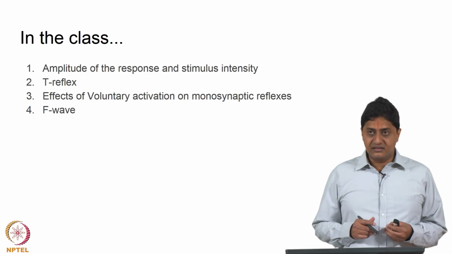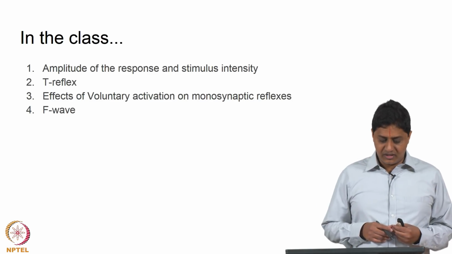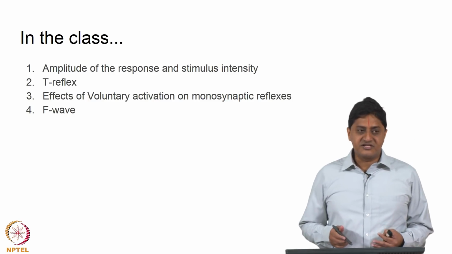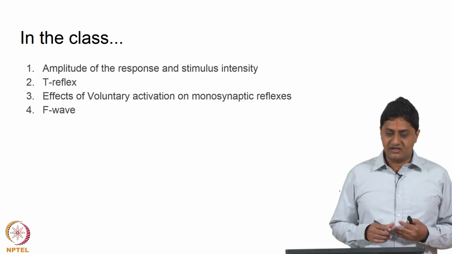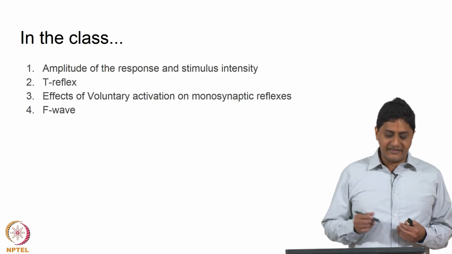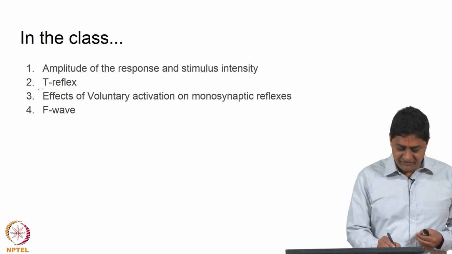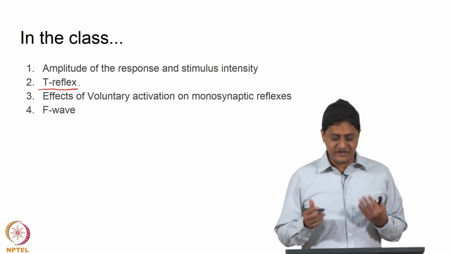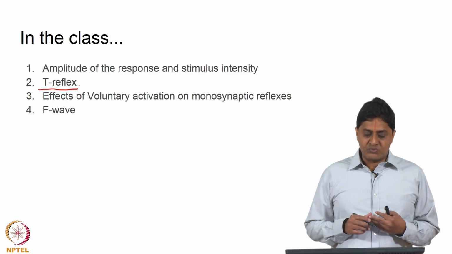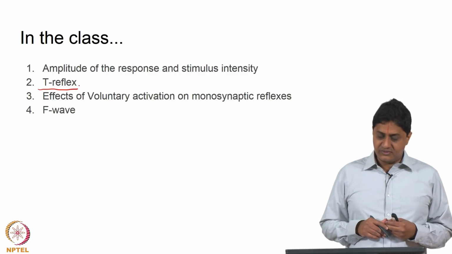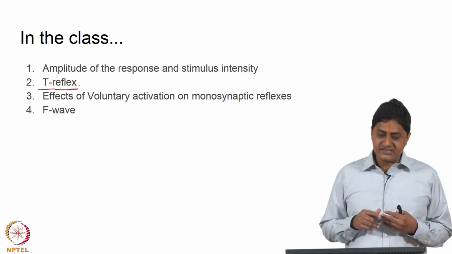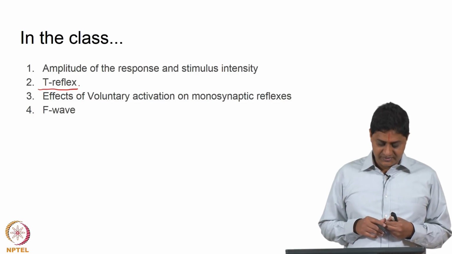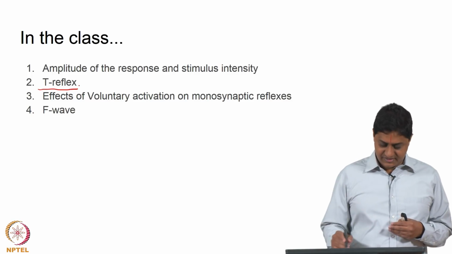And then the mechanical analog of the H reflex, or more precisely, the H reflex is the electrical analog of the mechanical response, the tendon tap reflex, which is also called the T reflex. And then what happens to monosynaptic reflexes, especially the H reflex, when there is voluntary muscle activation? Is reflex amplitude always the same? How is that affected, how is that modulated, and why is that important? That is the third topic.